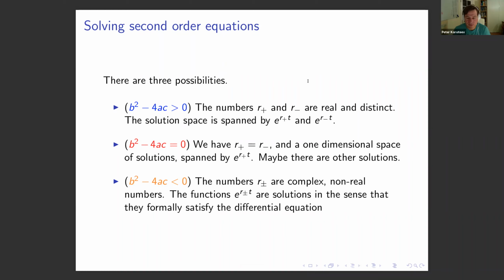Then e to the r plus minus t are also solutions, but in a formal sense. They still formally satisfy the differential equation. Of course, if you consider everything over complex numbers, then there is no problem. But still, we can ask ourselves, can we find a real solution? Is there any way to write down a real solution? After all, everything was real in the beginning. The differential equation was real, functions take real values, and the coefficients were real, so we should be able to find a real solution.